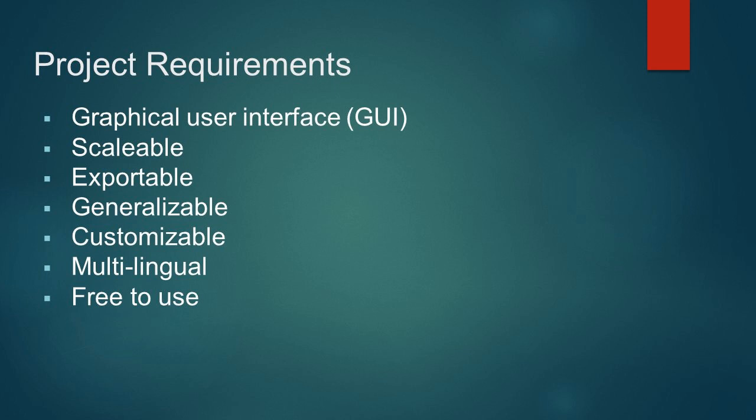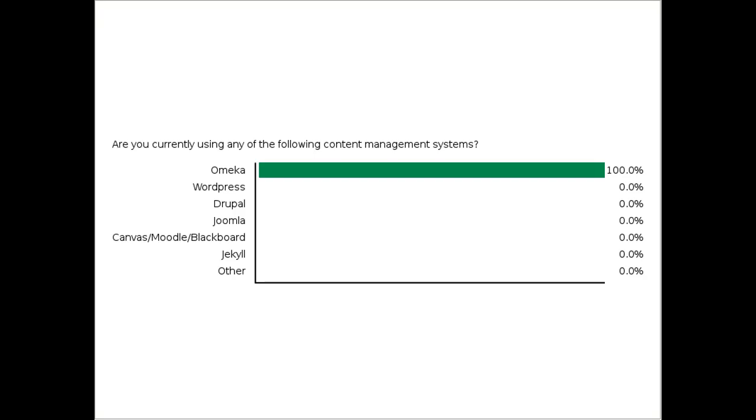So, one of our first questions for you is, I've lost the question. Here we go. Our first question for you is, are you currently using any of the following content management systems? And we have options including Omeka, WordPress, Drupal, Joomla, Canvas, Moodle, Blackboard, or any other sort of similar object, Jekyll, other. And I believe that voting is open.